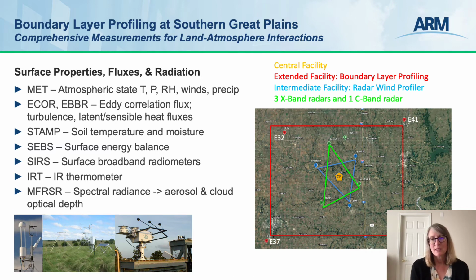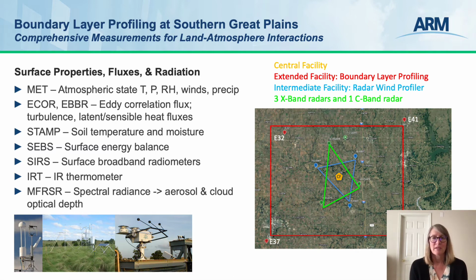In 2016, ARM expanded its measurements at 4 of the extended facilities denoted by the red dots in the map, located approximately 40 to 50 kilometers from the central facility, which is the orange box in the middle. These sites include more extensive surface measurements and profiling capabilities. Each of these sites includes a wide variety of surface properties, fluxes, and radiation, such as atmospheric state, eddy correlation fluxes and turbulence, latent and sensible heat fluxes, soil temperature and moisture, surface energy balance, and broadband radiometry.